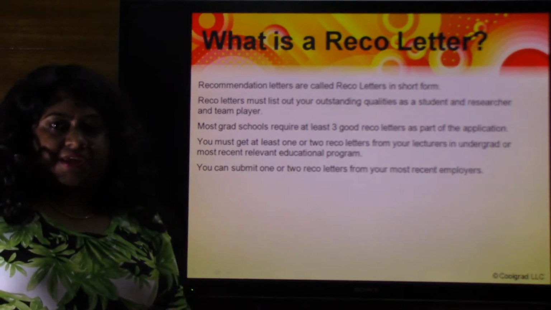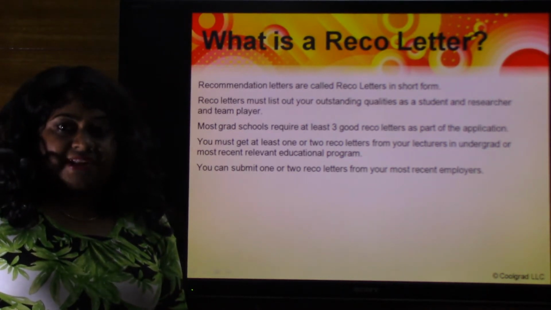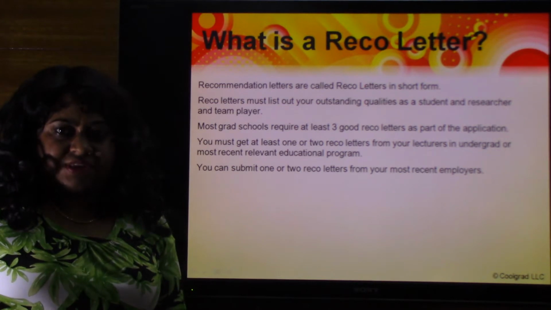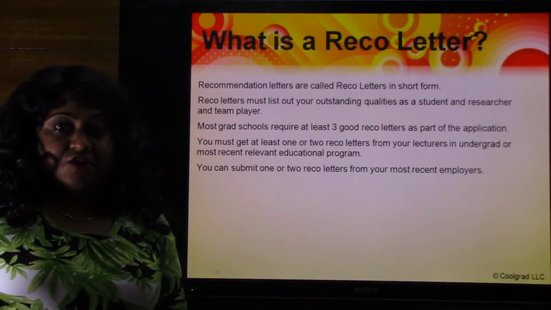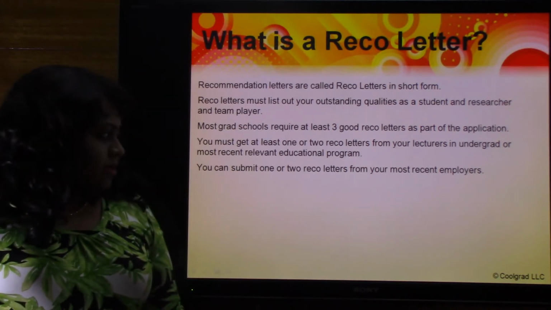In most of the application packages to universities abroad, you would require at least 3 recommendation letters. Some universities accept 2, but you need at least 3 really good recommendation letters from your lecturers or your employers.